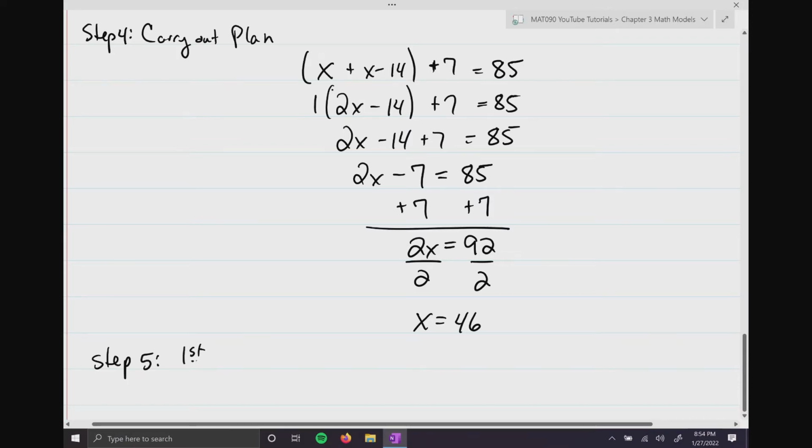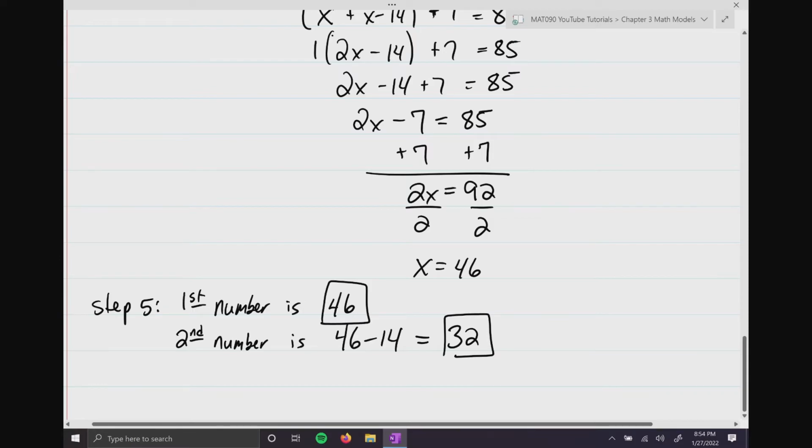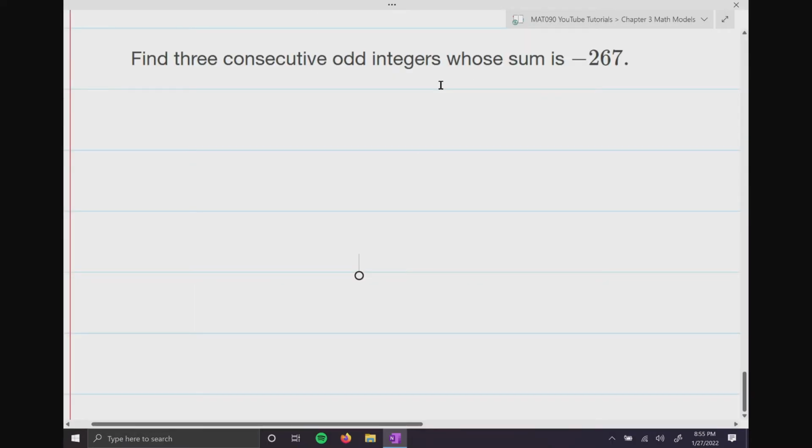So in step 5, remember, you got to make sense of this. The first number is 46, which means by default, the second number is 46 minus 14, which equals 32. Because remember, they said find the numbers, plural, so we need both of them. So we got 46 and 32. Once again, completely different problem, same exact approach. Okay, let's look at another example.